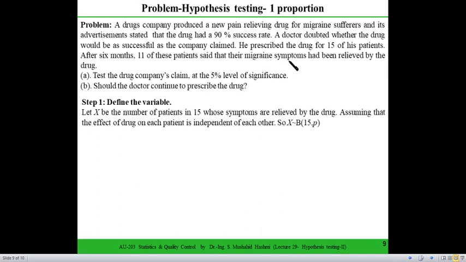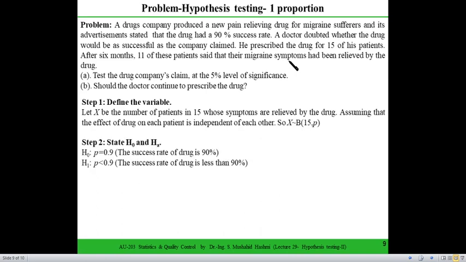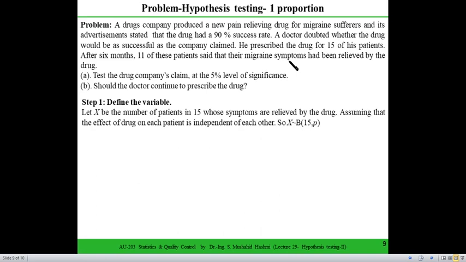Your status quo, or your prior claim, is that your particular drug has a success rate of 90%. It means out of every 10 patients, 9 are actually relieved by that drug. So this is the prior claim from the pharmaceutical company. What you need first is once again the same: we have a 7-step journey for the critical region method.